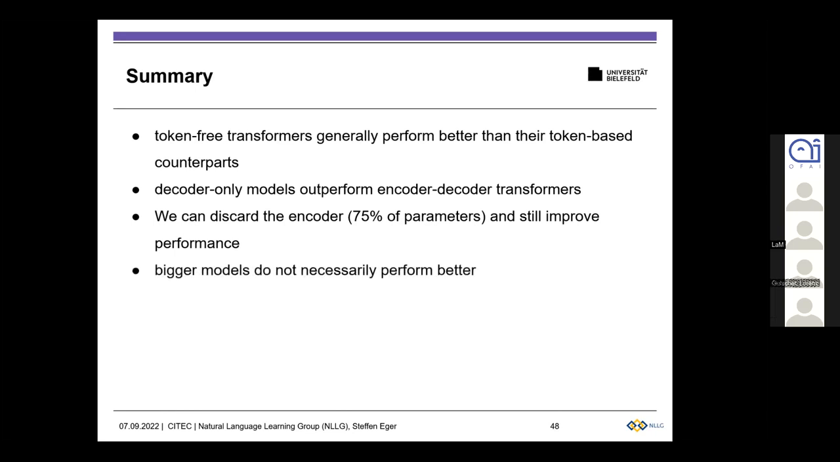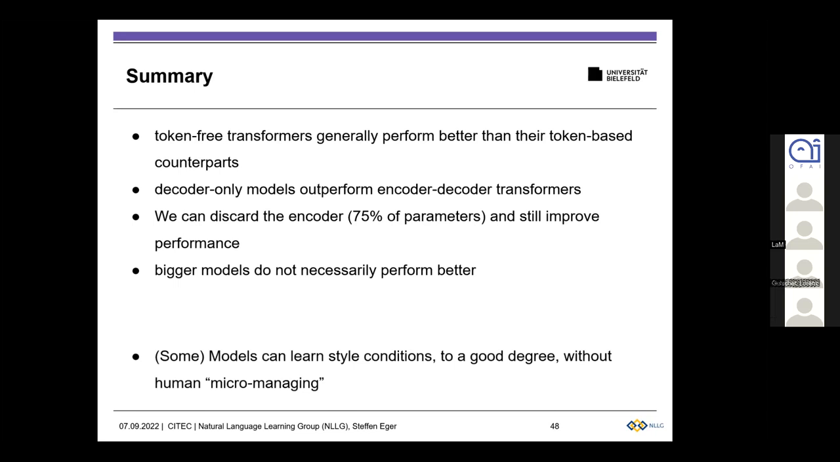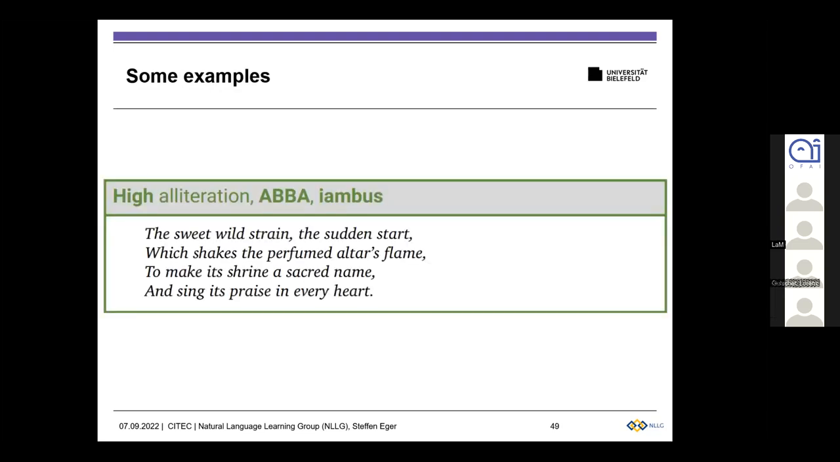And we also saw a little bit surprisingly that bigger models do not necessarily perform better. So this could also be related to overfitting. And the most important lesson that we have is that we see that our models can learn stylistic constraints to a good degree. So rhyming was learned with almost 90% quality without any human micromanaging. And to end this part, I give a few examples of what our model has produced.